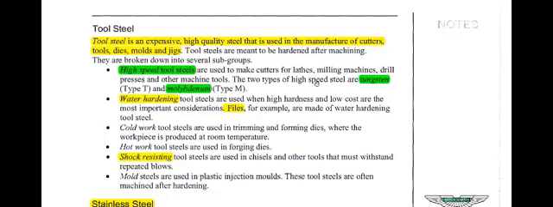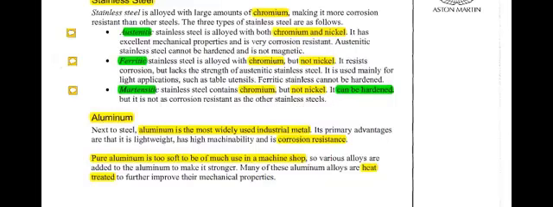Two types of high-speed steels are tungsten and molybdenum. You can actually get drill bits in molybdenum, type M, and type T, which is tungsten. They are more expensive in high-speed steel combination than regular HSS steel.